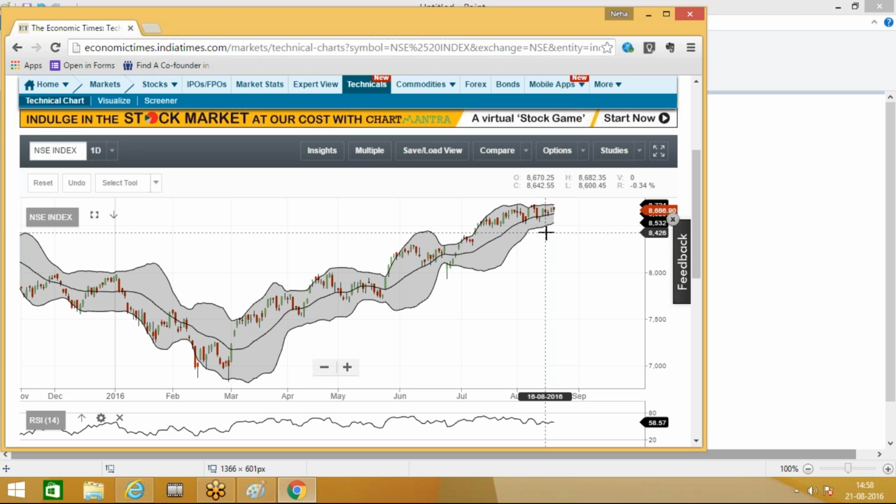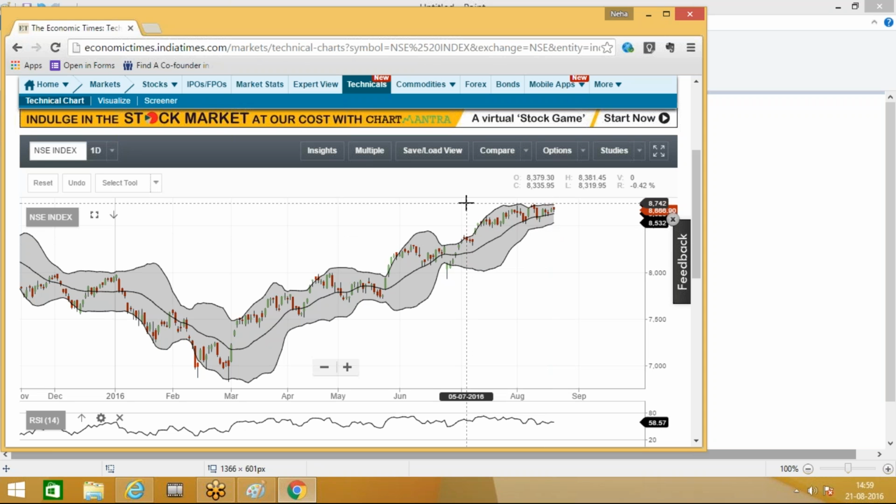Obviously these predictions are all assumptions based on what? Based on previous or past price movements, so you cannot be 100% accurate all the time. There might be external factors which will impact your decision. I'll give you a very good example, which is what is happening with the market right now.